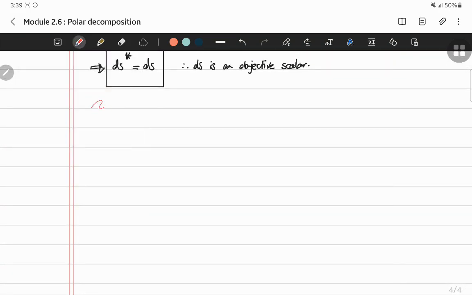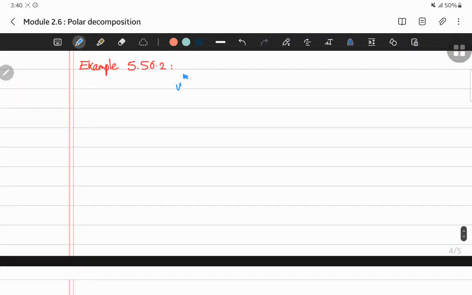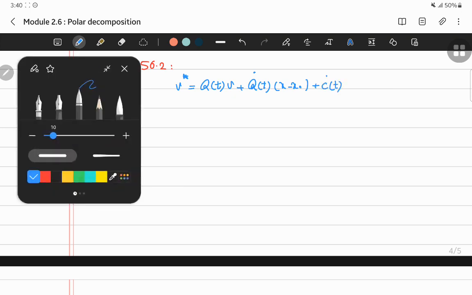Okay, let's get to the next example, where we have example 5.562. So in the first part, it says to show the velocity in a different frame can be calculated from this expression here, Q(t) dot (x minus x0) plus c dot t.